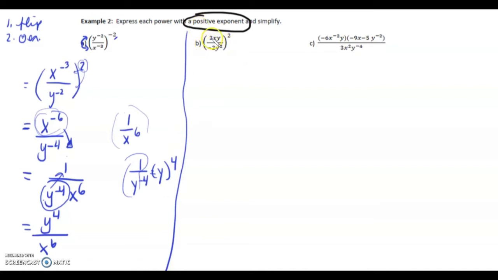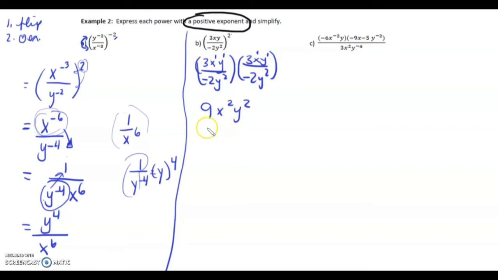Okay, for B, 3xy squared and negative 2y squared. So this is essentially saying that we're going to write this out twice and multiply it. Okay, so we get 9x squared y squared, because we're adding 1 and 1 on the x's, and we're adding 1 and 1 on the y's. And of course 3 times 3 is 9. Now, negative 2 times negative 2 is 4. And then we have y squared and y squared, which is y to the 4.